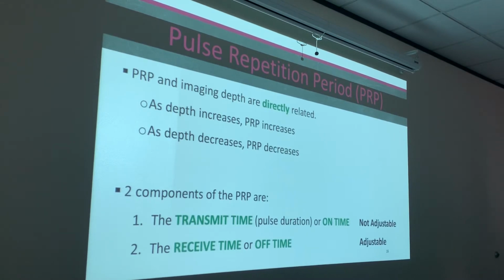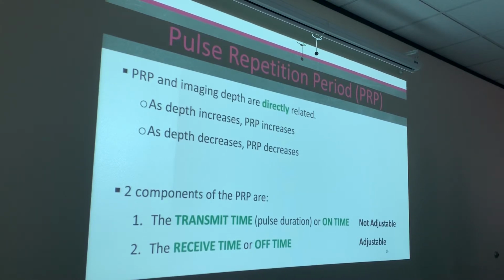Okay? Remember, just like I wrote up there, the depth and the PRP are directly related, guys. As the depth increases, so does our PRP, or our listening time increases. Just the opposite: as our depth decreases, our PRP also decreases. The two components of PRP are the transmit time, also known as the pulse duration, which we can't change, or our on time. That's not adjustable.